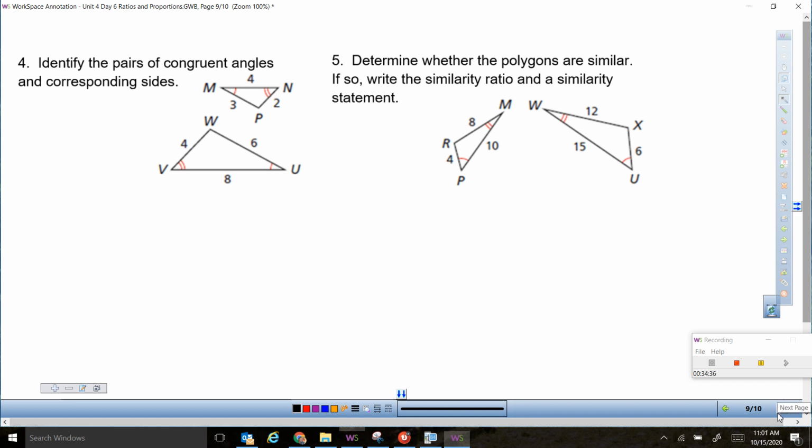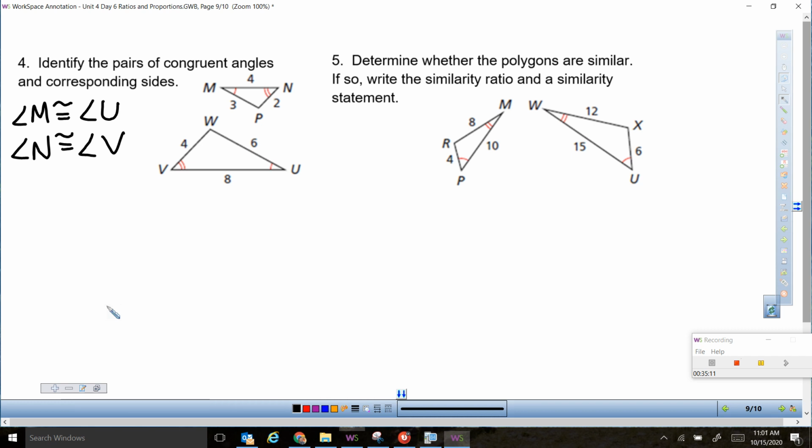Okay, question 4 says identify the pairs of congruent angles and corresponding sides. So let's see, angle M is congruent. It has 1 arc mark, so it's congruent to angle U, one arc mark, one arc mark. Next one, two arc marks. That would be angle N. It is congruent to angle B. So 2 to 2.